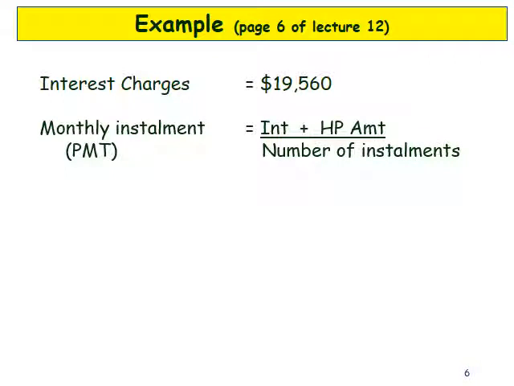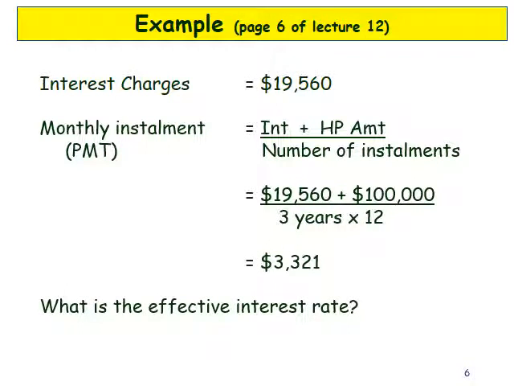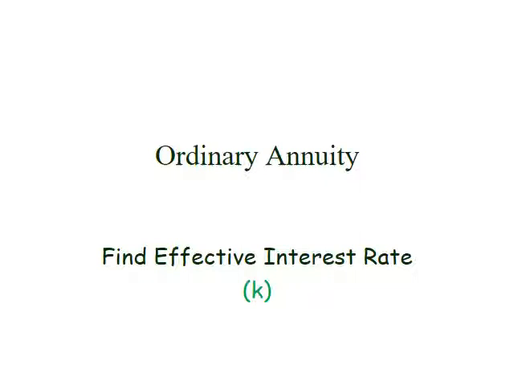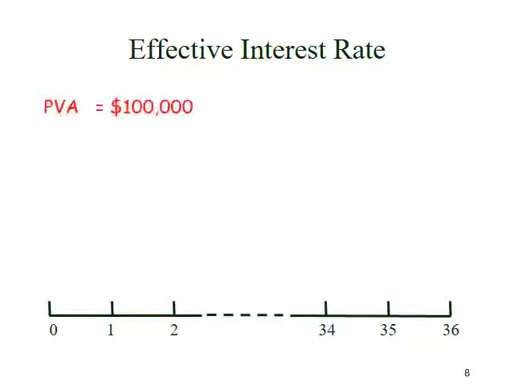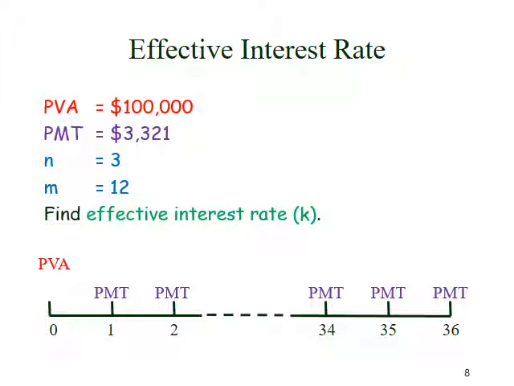Let's find the monthly installment. Simply substitute. This is the formula to find the monthly installment. Substitute the figures in and you get the monthly installment. Next, we find the effective interest rate. We have the PVA, the PMT, N, M. Next, we find K.